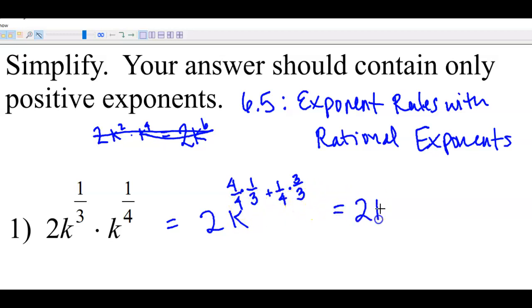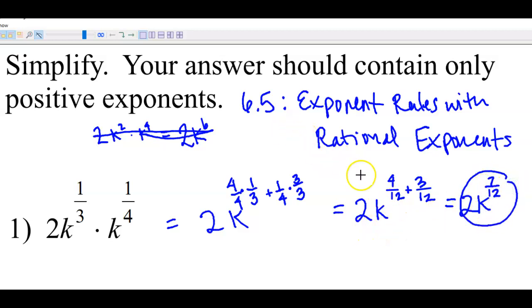So this would be 2 times k raised to the 4/12 plus 3/12. So remember, when you are multiplying fractions, first I'm multiplying 4/4 times 1/3. I multiply the numerator times the numerator, so that's 4 times 1. That gives me the 4 on the top. And then on the denominator, I do denominator times denominator, so 4 times 3 is 12. And then over here, 1 times 3 is 3, 4 times 3 is 12. So 4/12 plus 3/12. Now that the denominator is the same, I can go ahead and add 4 and 3 together. So this would be 2k raised to the power of 7/12.